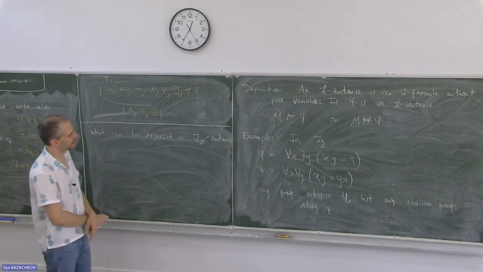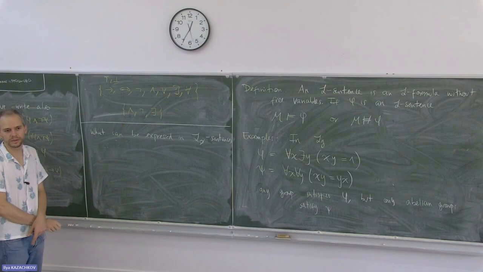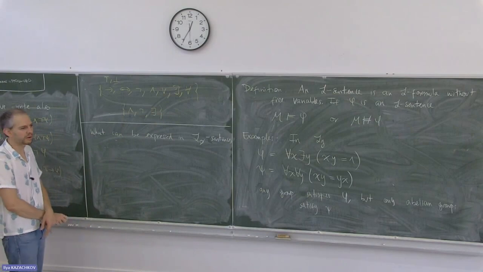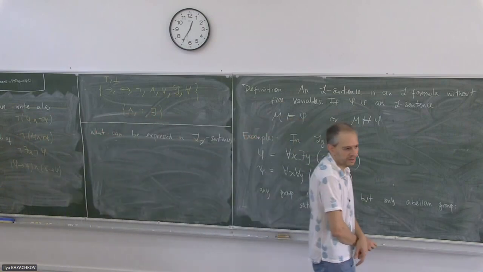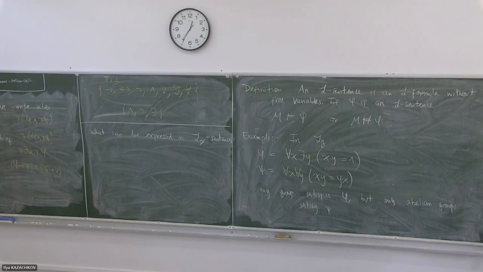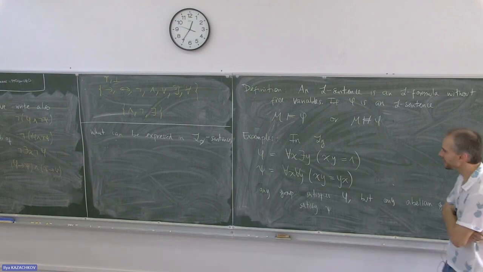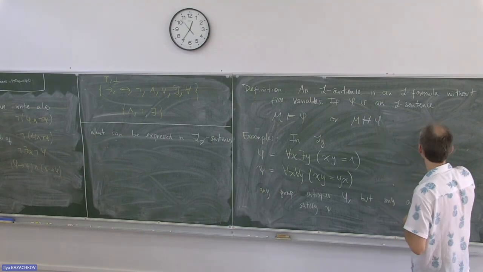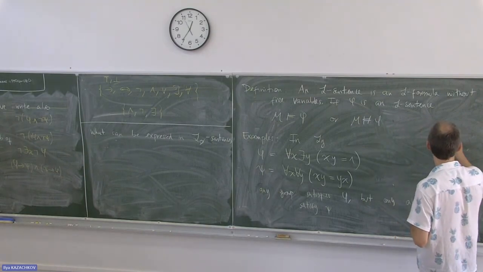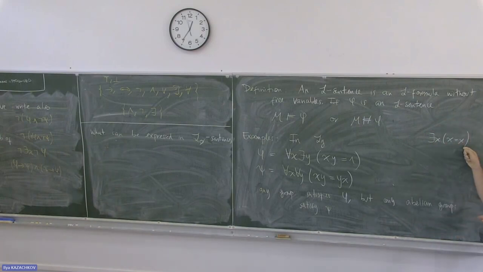So now I want to know what can be expressed with a sentence in the empty language. What can you say about a structure in the empty language? Any guess? Not a lot, but you can say things. Any guess? Tautologies, or something like that. Right, a tautology is a sentence which is going to be true in every structure. This is by definition, right? This is an example of a tautology.